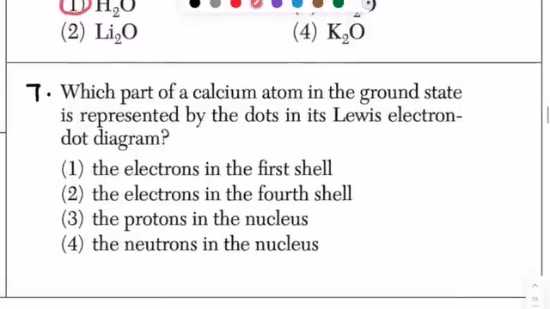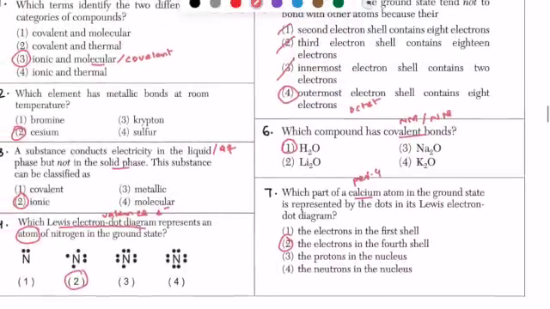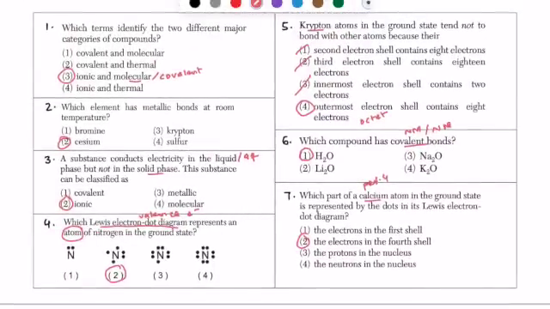Which part of a calcium atom in the ground state is represented by the dots in its Lewis electron dot diagram? As we just mentioned, that is going to be the electrons in the outermost shell. And for calcium, which is in period 4, the outermost shell is shell number 4. So the electrons in the 4th shell are what we represent in the electron dot diagram or Lewis dot diagram.